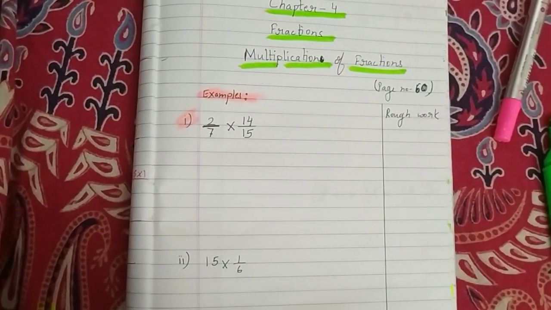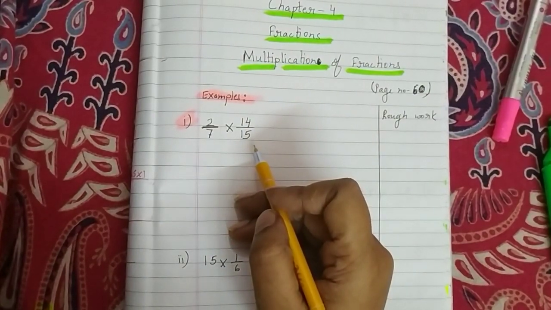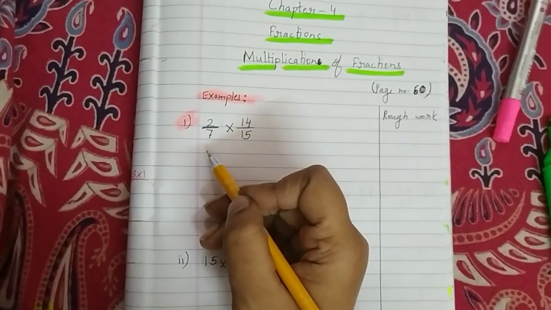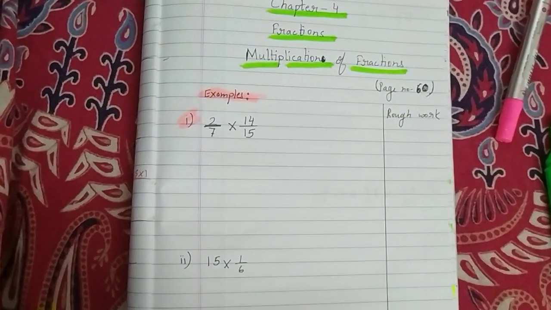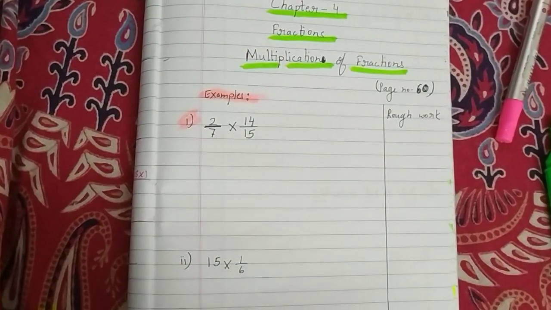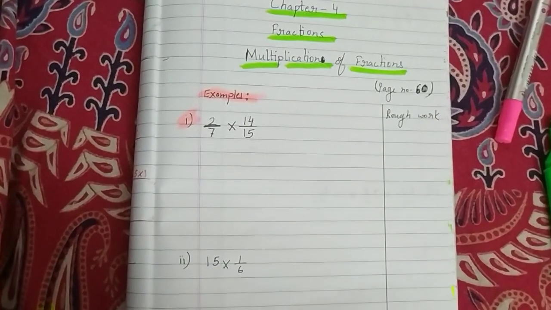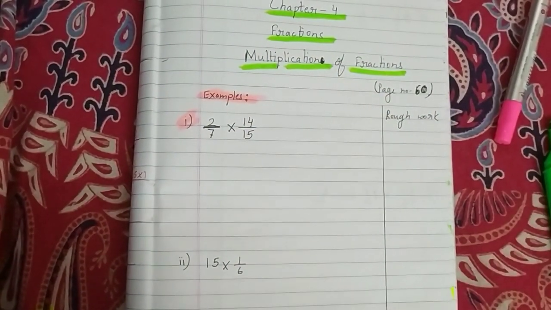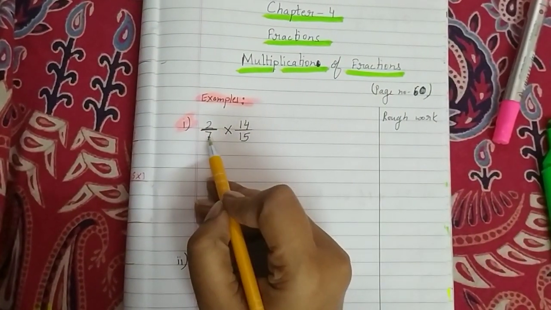First, we have to see whether the given fractions are in their simplest form or not. 2 upon 7 is in its simplest form. 14 upon 15 is in its simplest form. Now, we have to see whether we can simplify these numbers more or not. Can we simplify these numbers more? Yes. How? Now see. First fraction 2 upon 7.